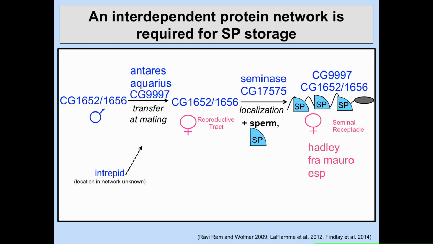Finally, once all of this has happened, three female proteins, Hadley, Fromoro, and ESP, must be present in order to support the interaction between sex peptide and sex peptide receptor in the female. The complexity of this network and the fact that these members all interact with each other, as I've just described, suggests that they may have co-evolved or evolved in similar patterns to each other. And in fact, several of the network members were identified based upon their coevolution with known network members. And so the complexity of this network is interesting, and we wondered how it evolved over time.